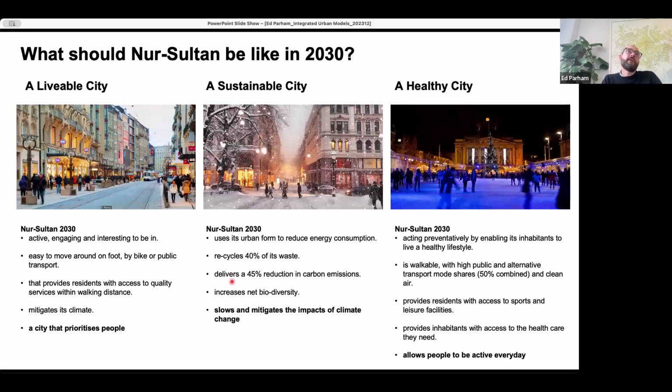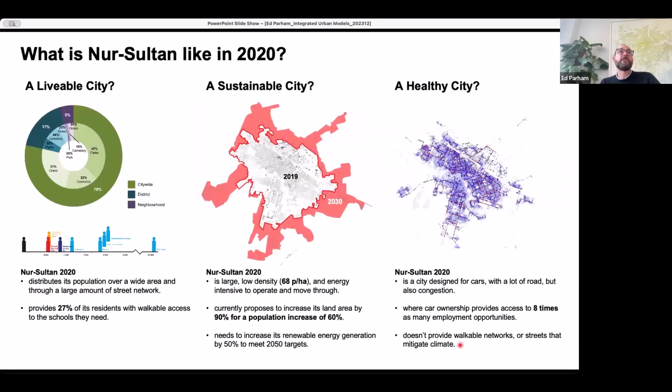So we could say, for things like being sustainable, we could give really clear recycling targets or carbon emissions targets. When it came to being livable, we could set targets about walkability. We could set targets about being able to get to school or work or the doctor within a certain distance on foot. When it was about being healthy, we could talk about allowing people to be active every day, so about making the city walkable.